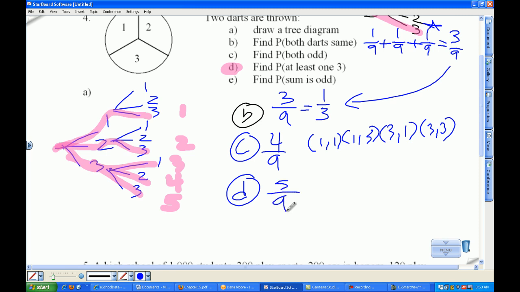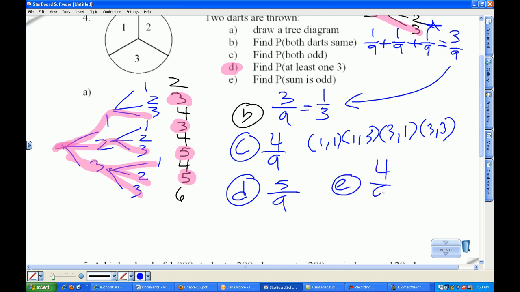Last but not least, for E, we're going to figure out the sum is odd. So let's see. Let's write down all the sums. 1 plus 1 is 2. 1 plus 2 is 3, 1 plus 3 is 4, 2 plus 1 is 3, 2 plus 2 is 4, 2 plus 3 is 5, and then I get a 4, a 5, and a 6. So of our 9 outcomes, which ones are odd? Well, 1, 2, 3, 4. So 4 out of 9 are odd, and that would be the answer to part E.